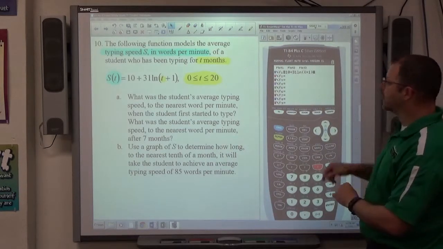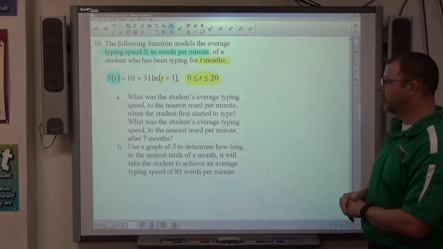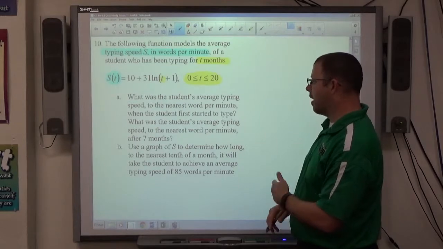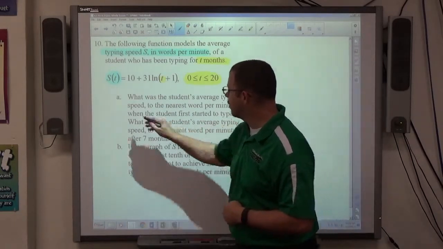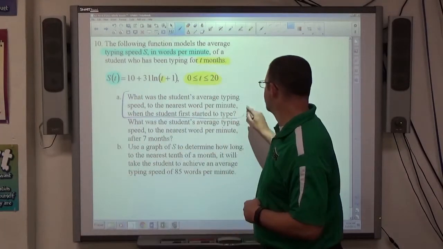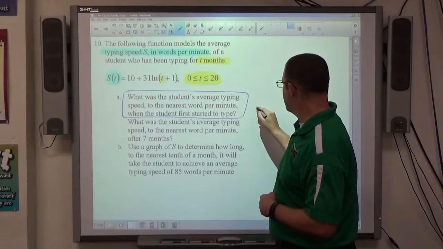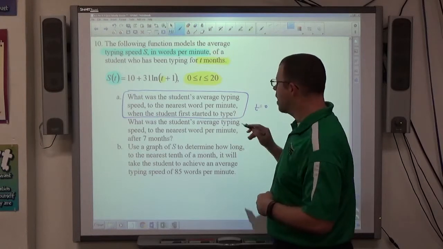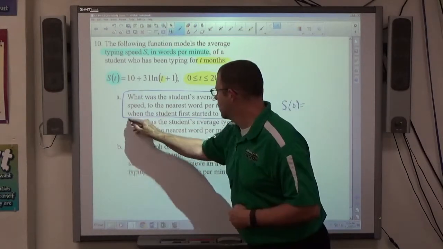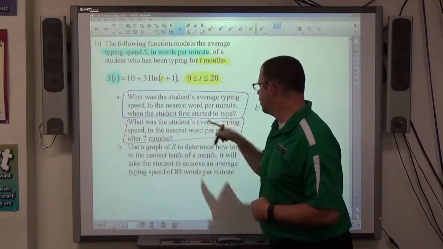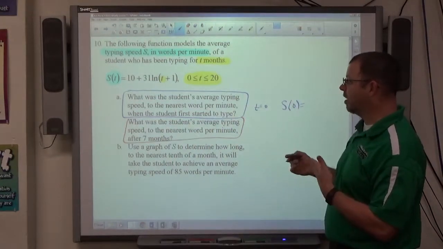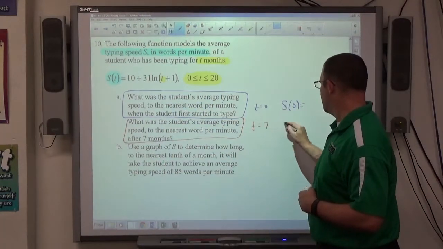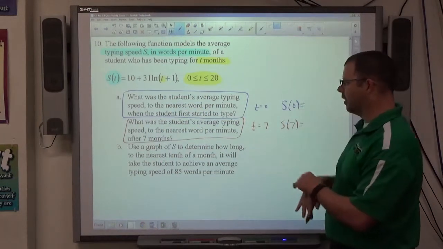And part A says, what was the student's average typing speed to the nearest word per minute when the student first started to type? What was the student's average typing speed to the nearest word per minute after 7 months? So this is 2 questions. For this question, first started to type would be T equals 0, so we're looking for what S of 0 equals. For this question, T equals 7 months, we're trying to find S, so S of 7 equals. So those are pretty simple to answer.